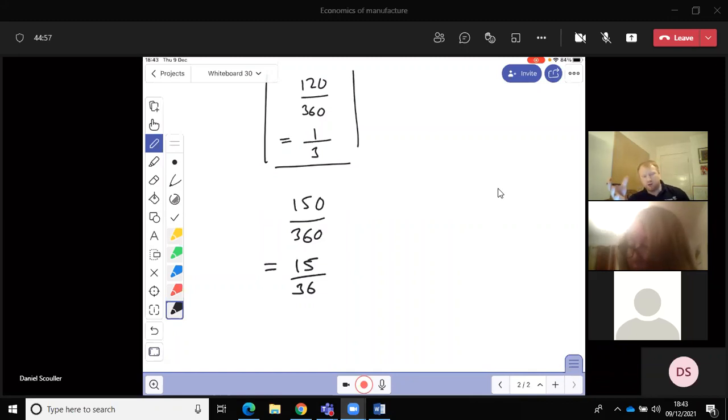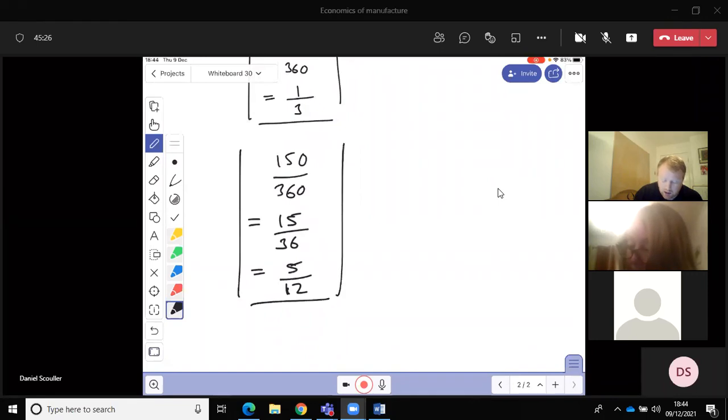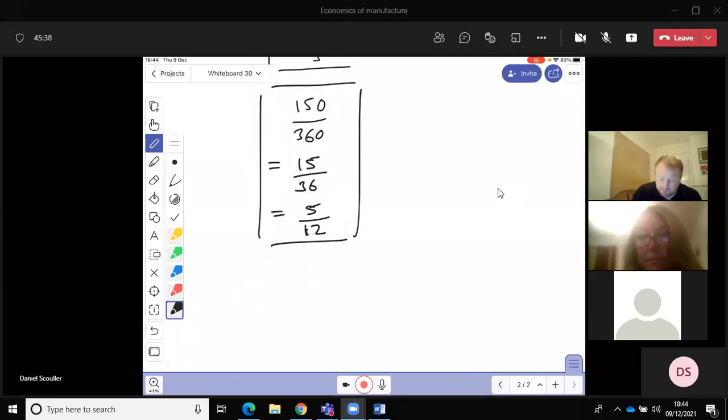You might look at it, it's not 5, because 5 doesn't go into 36. It's not 4. 4 goes into 36 but doesn't go into 15. It's 3. There's nothing bigger than that that goes into both of them. It goes into that 5 times, and it goes into that 12 times. So it's a slightly harder fraction, but a lot easier to work with than 150 divided by 360. That'll be one of the trickier ones.